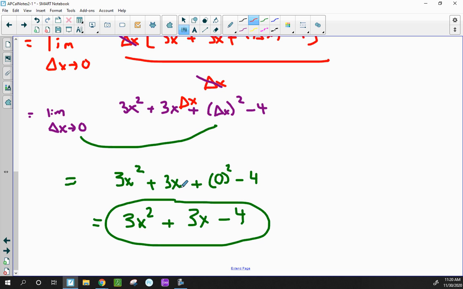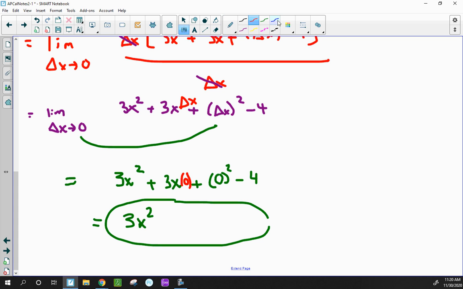Okay, let's see. Oh, okay, that's going to change this. So now 3x times 0 is going to go right there. Okay, I'm going to get rid of this. 3x times 0 is just 0. And so my answer has changed big time.